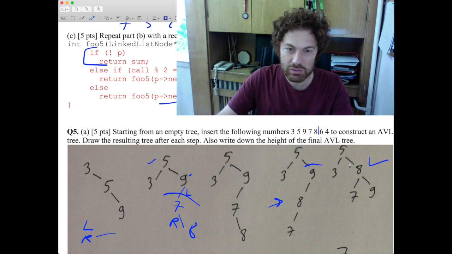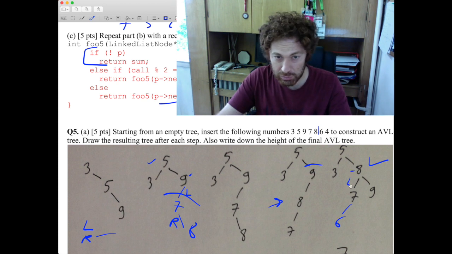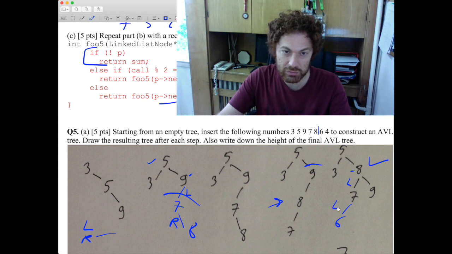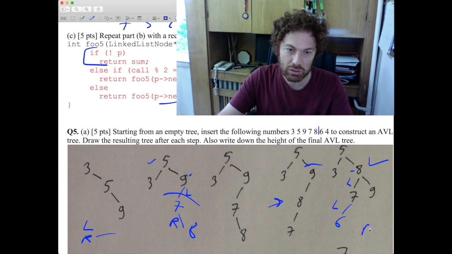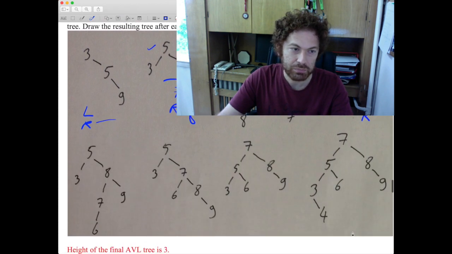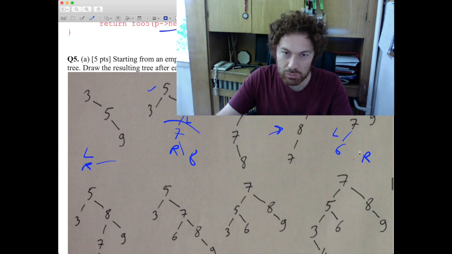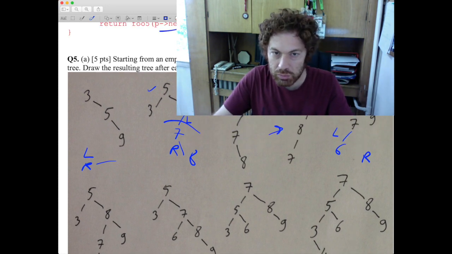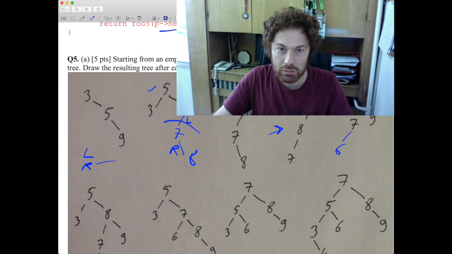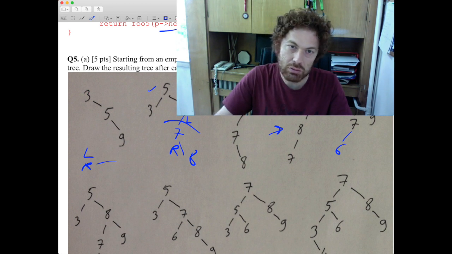Then comes 6. 6 gets inserted here, right? And now there is a problem at this node. What is the problem? I did something bad to my left child by attacking its left subtree, LL, so I need a right rotation. Sorry, there is no problem here. My bad. When 6 comes, this is okay. But there is a problem at this node.